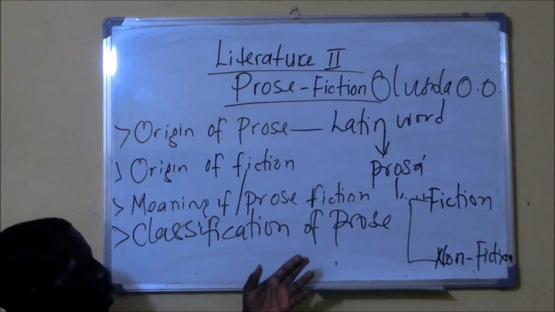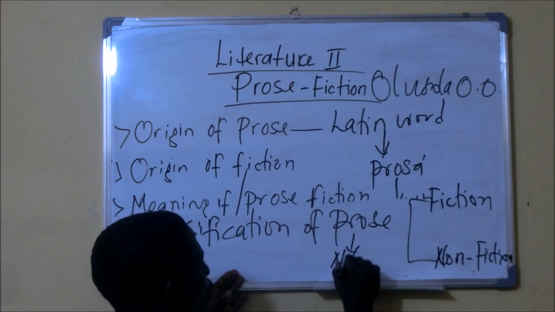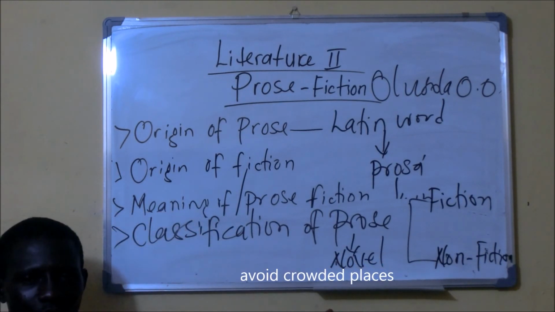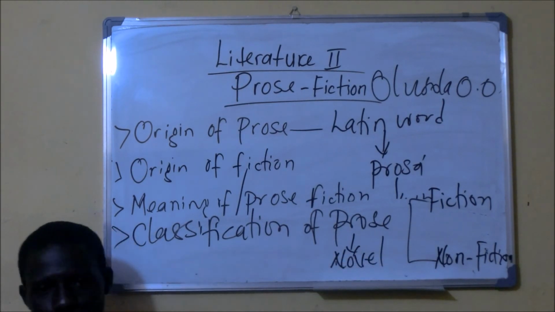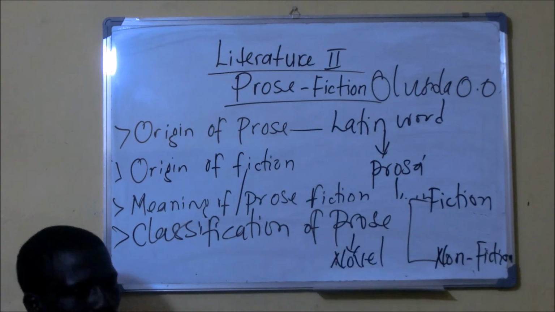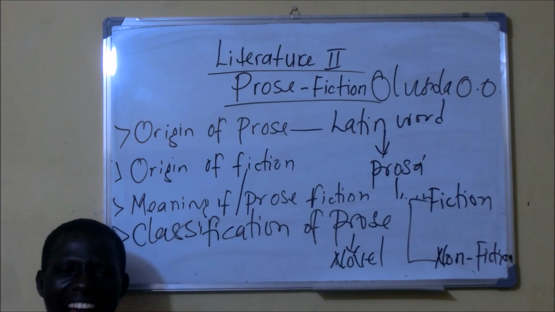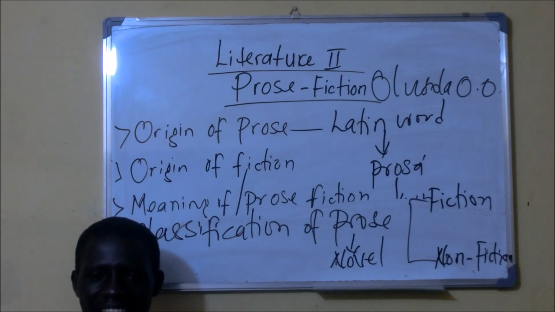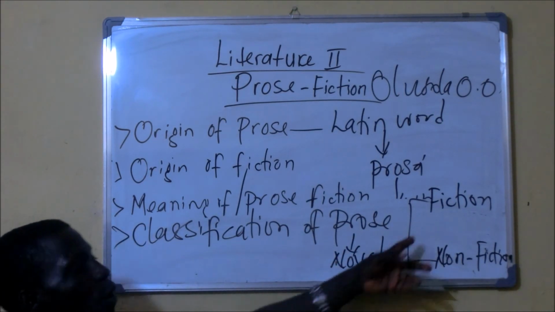However, the synonym of prose is what we call novel. So novel could be used as prose, because a writer of a novel is called a novelist. So any novel written by a particular novelist, and the ideas conceived by the writer therein, are drawn from imagination, it is called fiction.